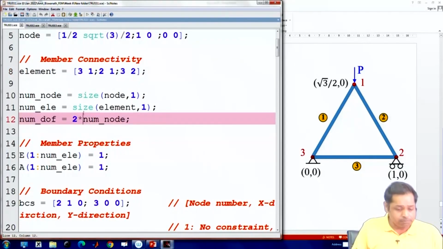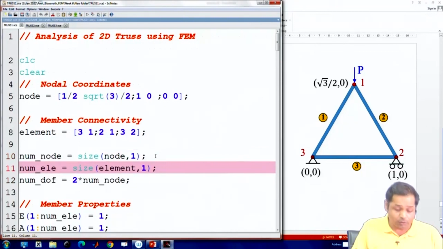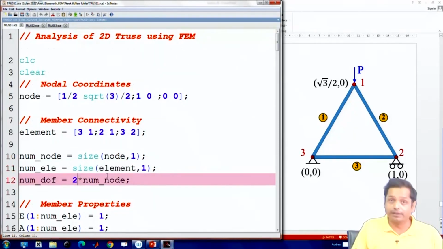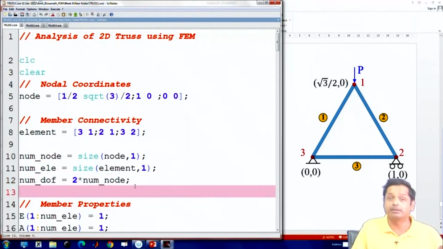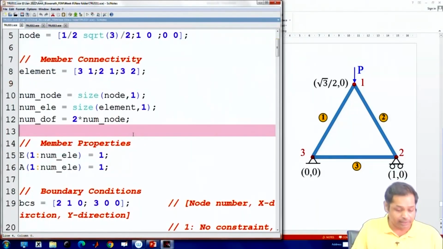Now, based on this information, we can determine the total number of nodes we have, the total number of elements we have, and finally the total number of degrees of freedom. At every node we have 2 degrees of freedom, so the total number of degrees of freedom will be 2 multiplied by num node. Num node is a variable which is the total number of nodes you have in the structure. So this information is based on the nodal connectivity, nodal coordinates and the member connectivity.